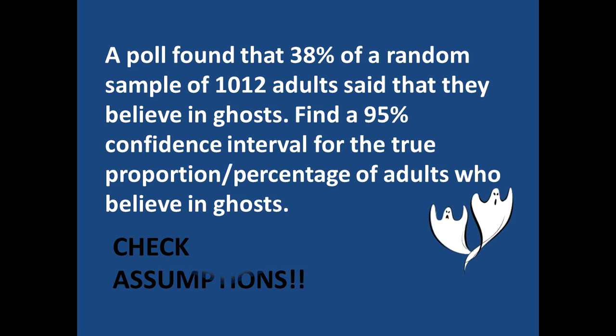Okay, so let's think about this. We got to check our assumptions. Do we have everything we need? Do we have a normal distribution? Okay, I think we do. If we were to check, there's p hat, so 0.38 times n, n times p, bigger than 10, right? And then 1012 times 1 minus p, also going to be bigger than 10, so make sure we check those.